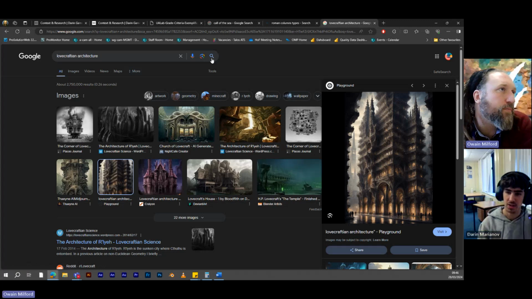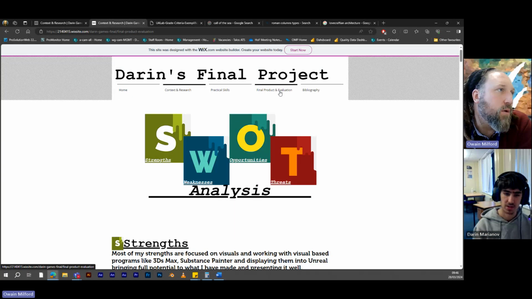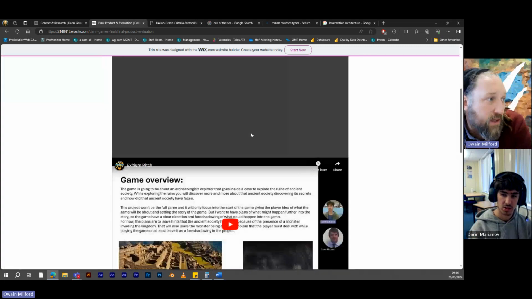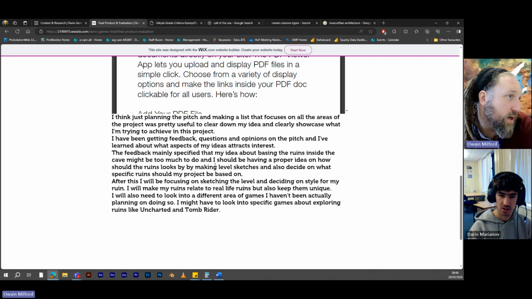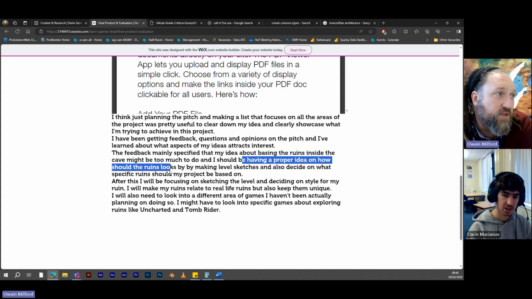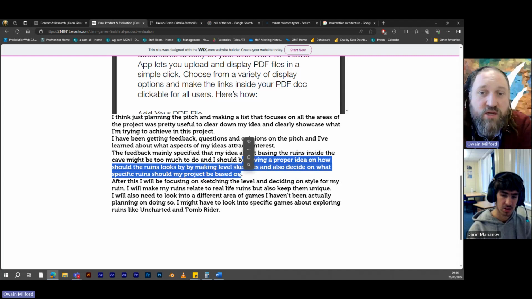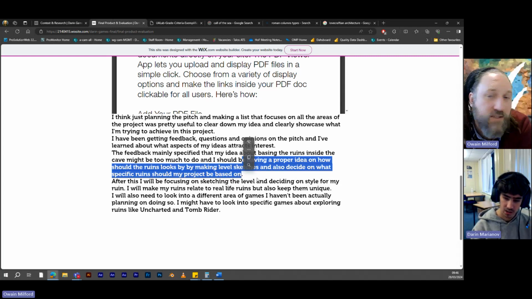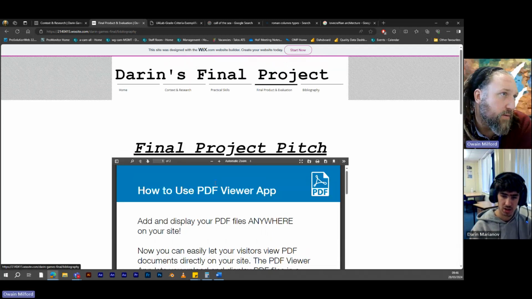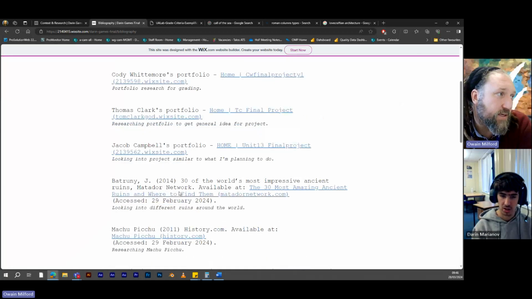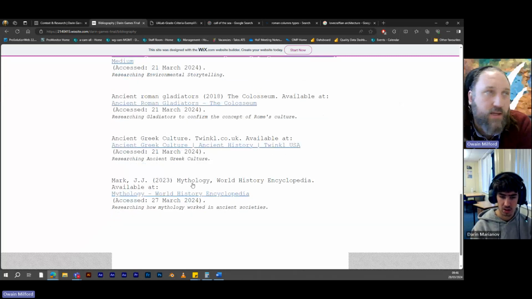Cool. Okay, and then just on here you've got your pitch, which is good, and then you've got your reflection there, which is really good. And then I think it ties in with what Fraser said here. So have a proper idea, ruin look, level sketches, do that research and architecture to help you with those level sketches. Cool. And then bibliography you've been keeping, so that's really good. Well done. Excellent. Really good to see.